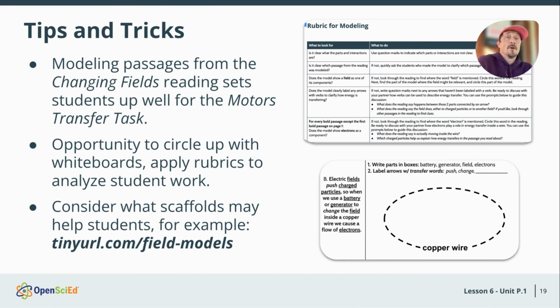Students are given a rubric to give each other feedback on each other's models, and looking at each other's work and using the rubric on their own work can be very important practice for that task, and also just for making sense of energy transfer. I'm always on the lookout for opportunities to do what we'd call whiteboarding, to circle up with big whiteboards so students can see each other's work and give feedback. This is one of those opportunities.